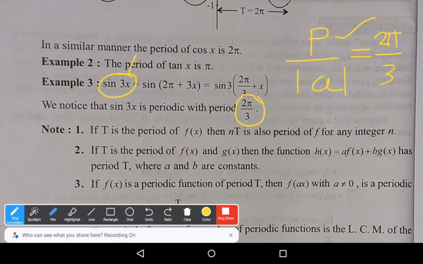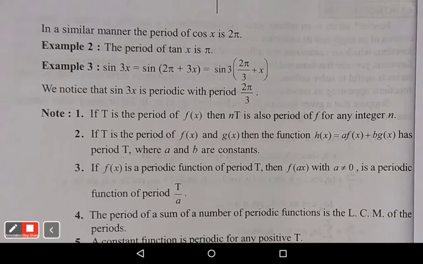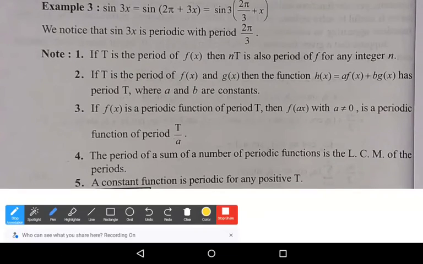That's it. Let us see the properties of periodic functions. If capital T is a period of the function f of x, then n times T is also a period for any integer n. That means if T is the period, then 2T is a period, 3T is a period, 4T is a period, and so on.